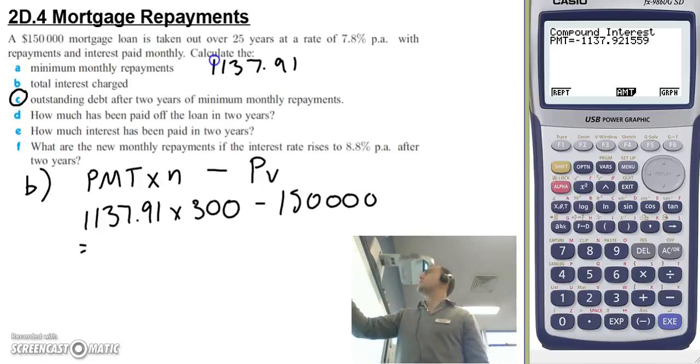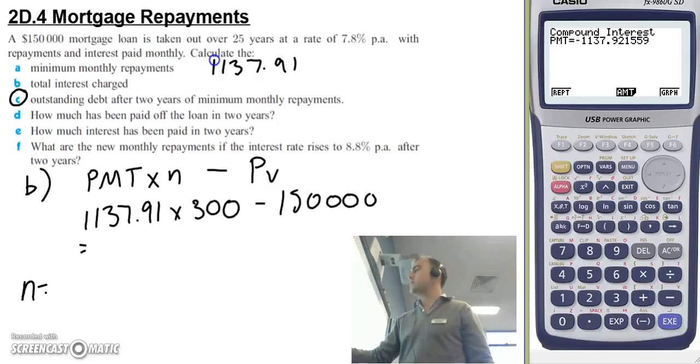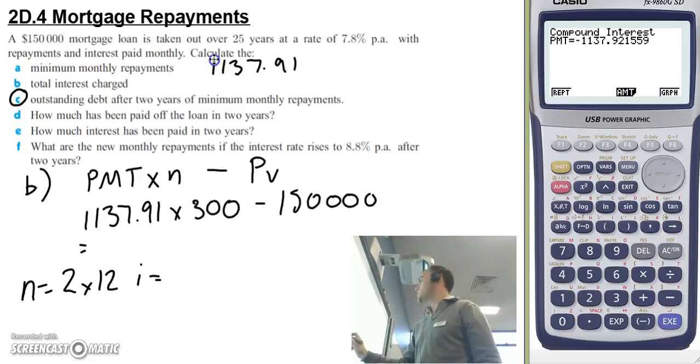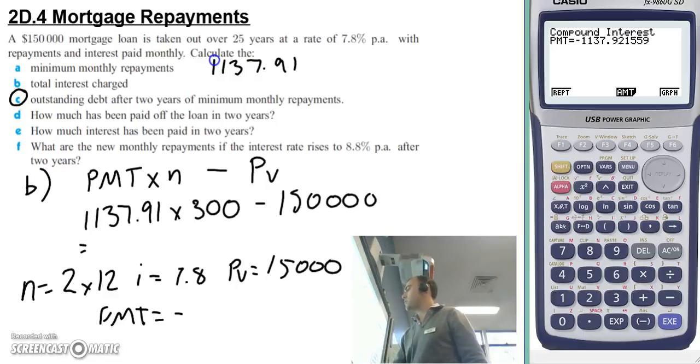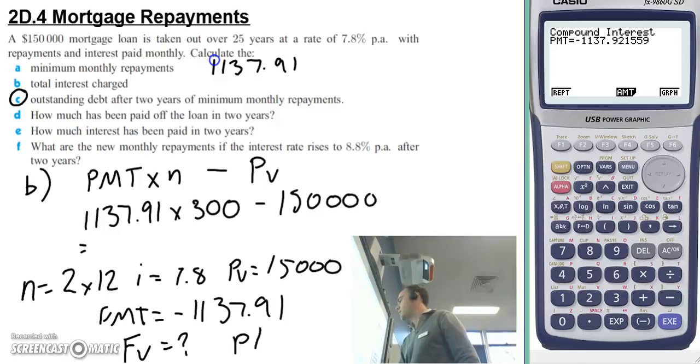So C, outstanding debt after 2 years of minimum monthly repayments. Here N is going to be after 2 years, so 2 by 12. I is still 7.8%. PV, well, we're starting with $150,000. PMT is what we found before. Future value is what we want to find, but remember it's after the 2 years.